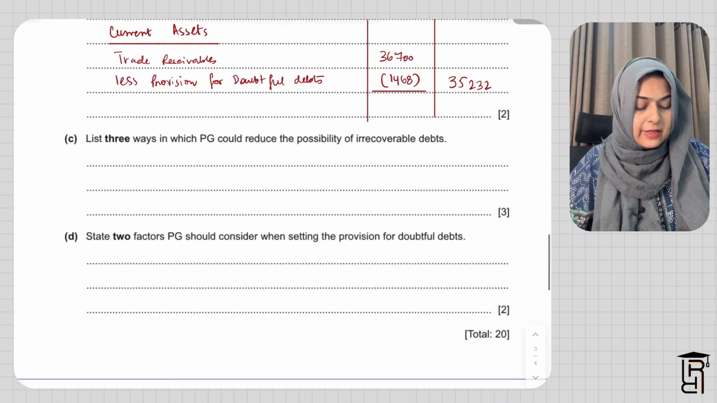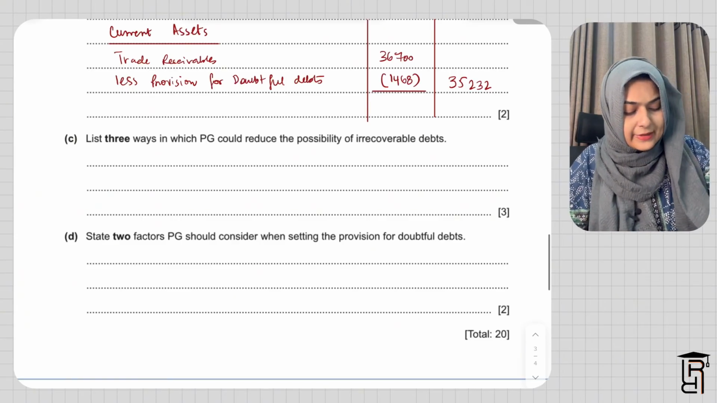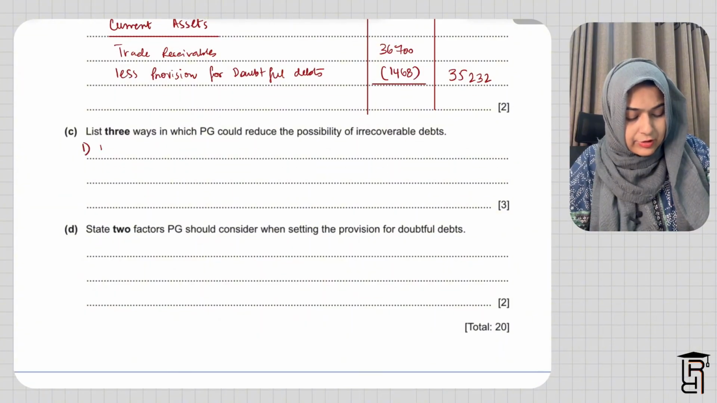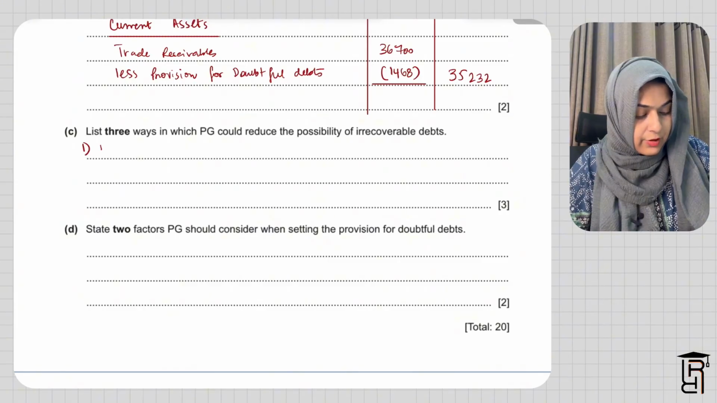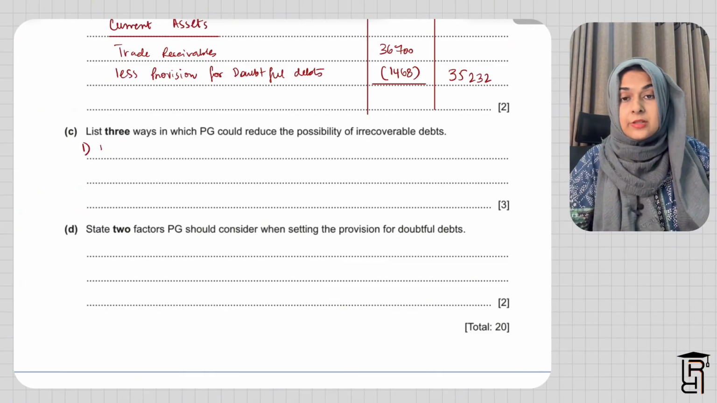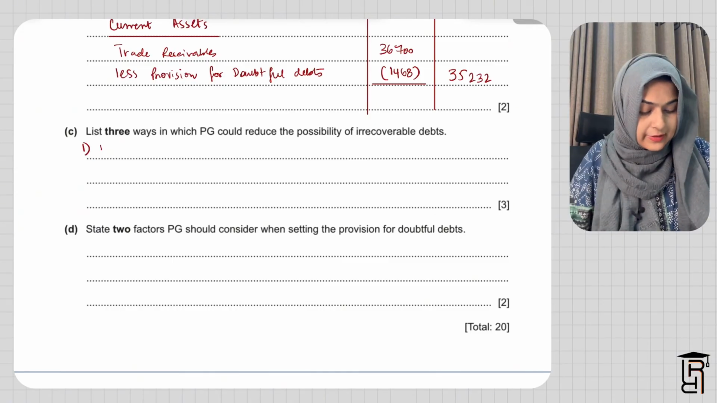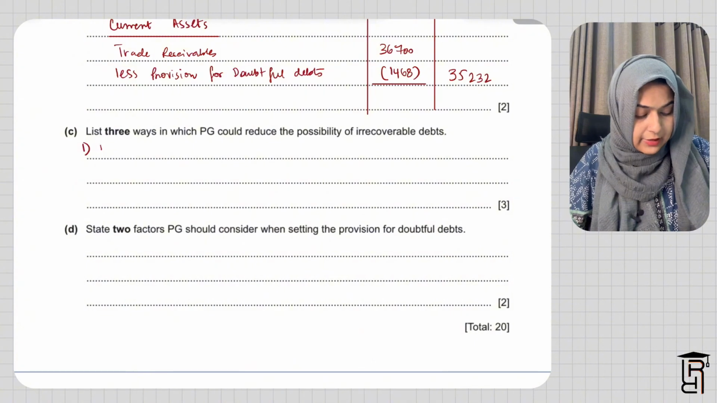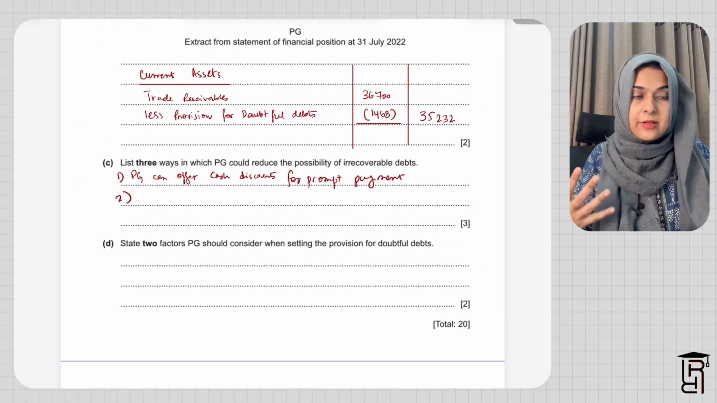Then they're saying list 3 ways in which PG could reduce the possibility of irrecoverable debts. I just have to list. So I'll write here PG can offer cash discounts for prompt payment. So if the customers pay within the specified period of time, they will be given a discount. That is a good way to actually recover the money earlier.